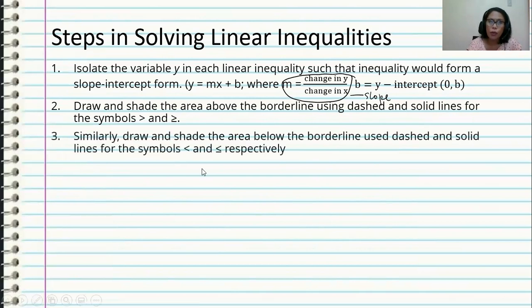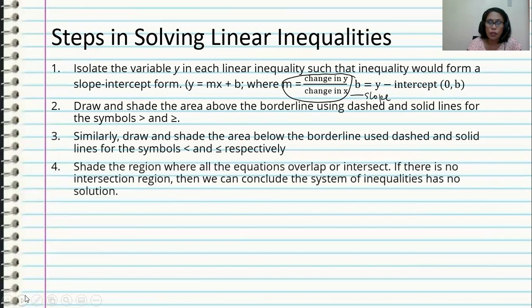And then draw and shade the area below the borderline. Use dash and solid lines for the symbols less than and less than or equal to, respectively. Shade the region where all the equations overlap or intersect. If there's no intersection, then we can say that the system of inequalities has no solution, and we categorize that as an inconsistent system.